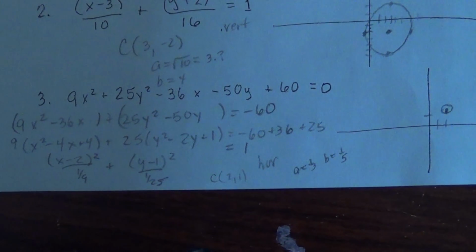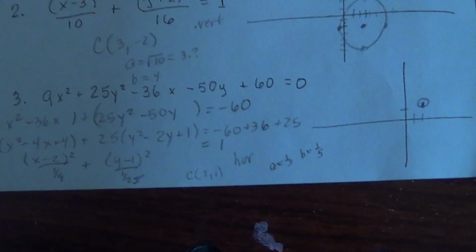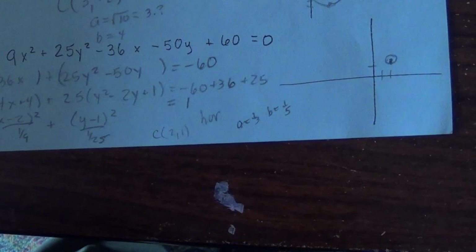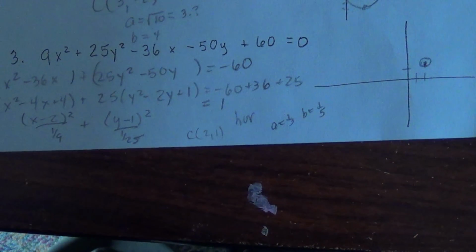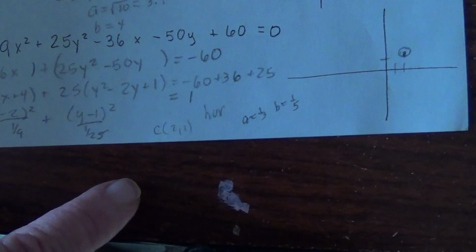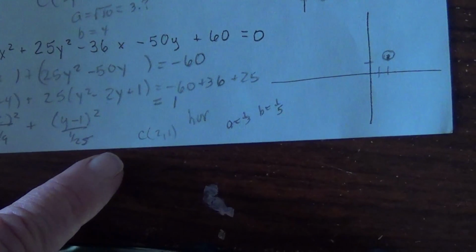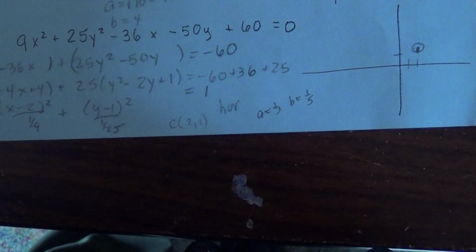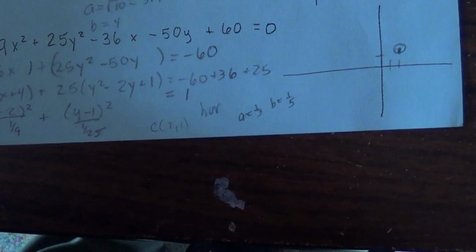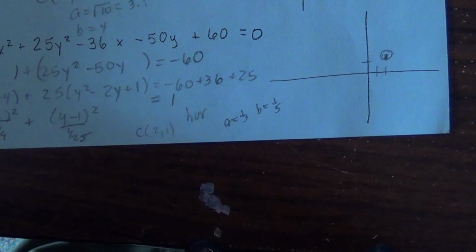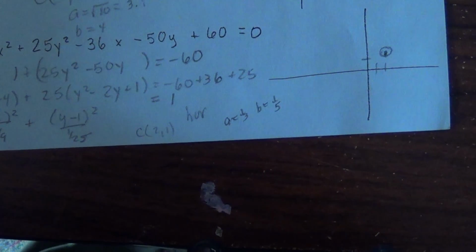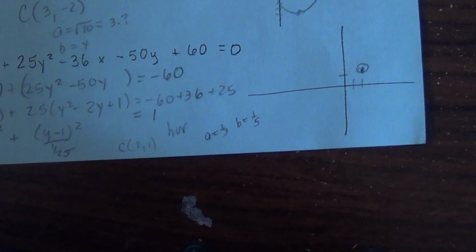The center is at 2, 1, so 2 over and 1 up. And from that, it's horizontal because a is the larger of the two: a is 1/3 and b is 1/5. So it is horizontal, but it's going to be hard to tell. You go out 1/3 from your center on each side and go up 1/5 and down 1/5. So I just drew a little baby one there.